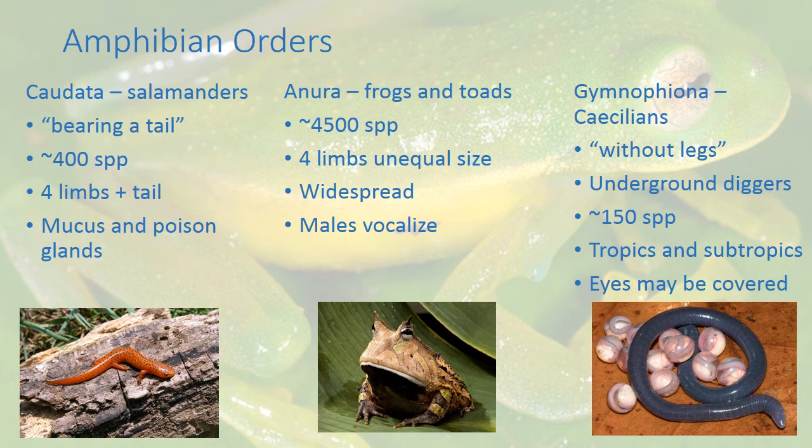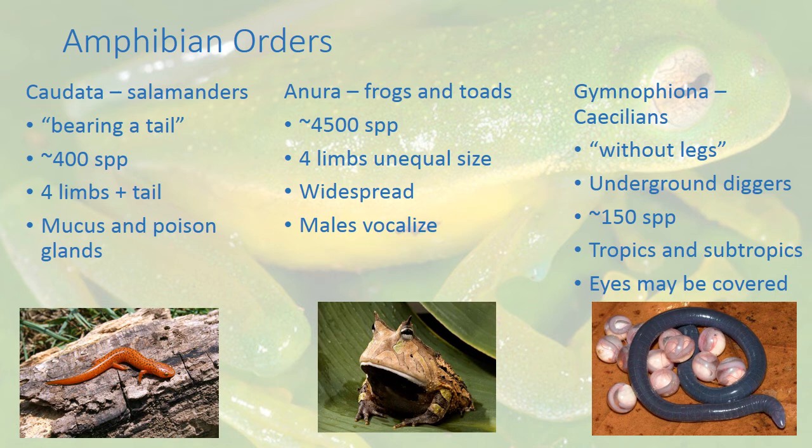So let's look at these three orders really briefly. We're going to go into each of these three orders in more depth. But just to give you an idea of the three, Caudata is the salamanders, and that name Caudata means bearing a tail. So these are the only amphibians that really have a tail as adults. There's about 400 species of these worldwide, and so they have 4 limbs and a tail. And with these guys, with salamanders, the 4 limbs are pretty much the same size and shape. All 4 of them are. They can have mucus and poison glands. So can frogs and toads.